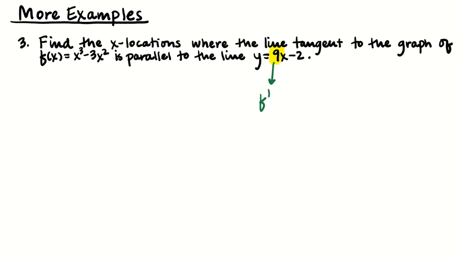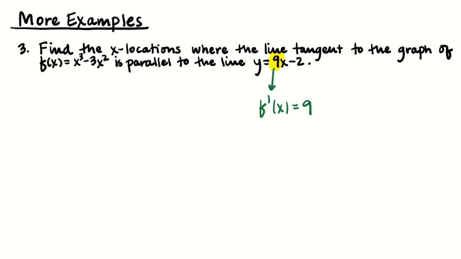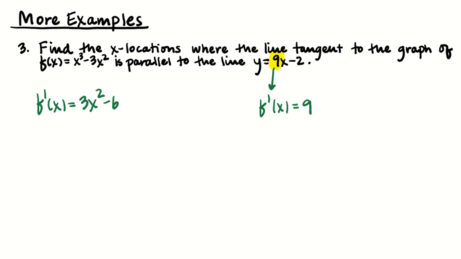Meaning that f prime of x needs to equal 9. Over here I've got f prime of x is equal to 3x squared minus 6x. I want that to equal 9.